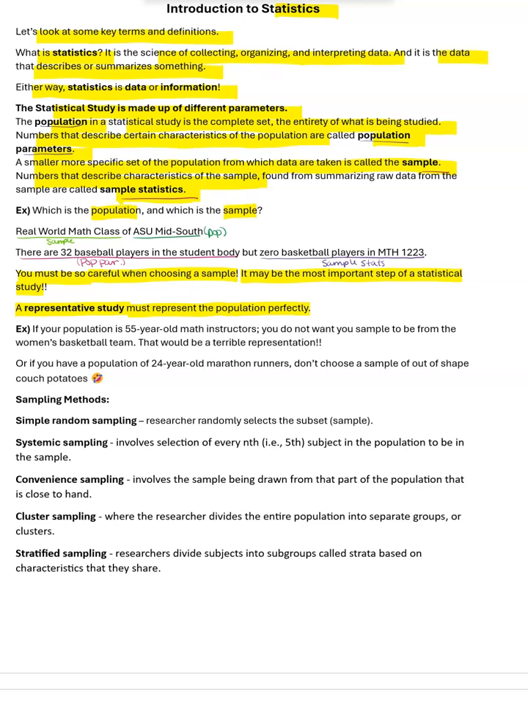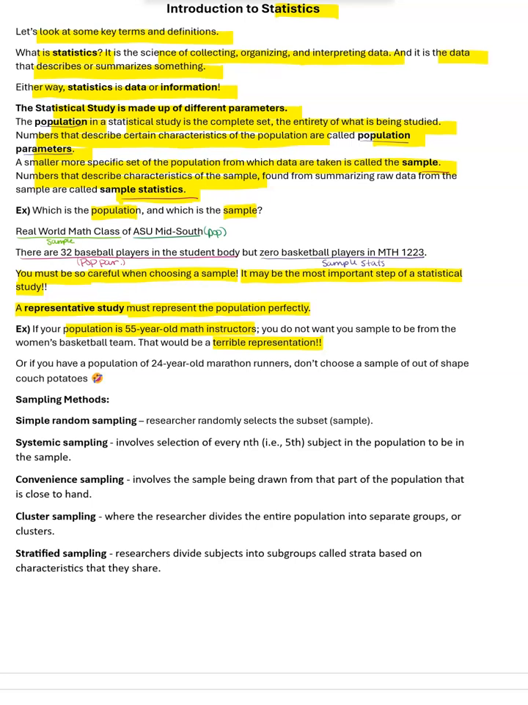So an example would be, if your population is 55-year-old math instructors like myself, right? That's what your population is supposed to be. You don't want to go out and make your sample be from a women's basketball team, right? Because believe me, they're in much better shape than I am. So that would be a terrible representation.